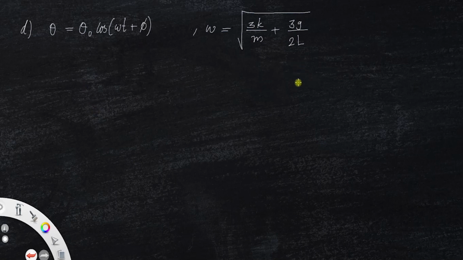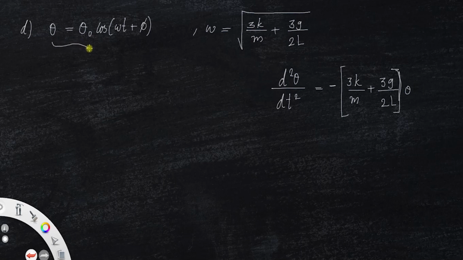And we found out the equation of motion of the rod, d²θ/dt² is equal to minus (3k/M plus 3g/2L) times θ. The question here is, we need to check whether this displacement satisfies this equation. For that, let's call this equation number 1. So we have θ is this one.